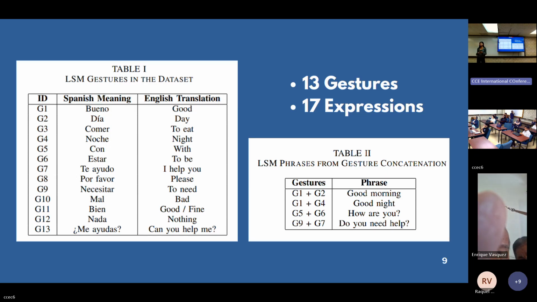But what's curious about Mexican Sign Language and the context of it is that we can have singular words that have one meaning, but when we combine them, they have a different one. So for example, here we see gestures 5 and 6, which mean with and to be. But if you say with to be, it actually means how are you? So we were able to also make that happen by joining these together in the system. So in total, we had 17 expressions: the 13 gestures that the system recognizes by itself, plus 4 phrases that we tried out in combination.